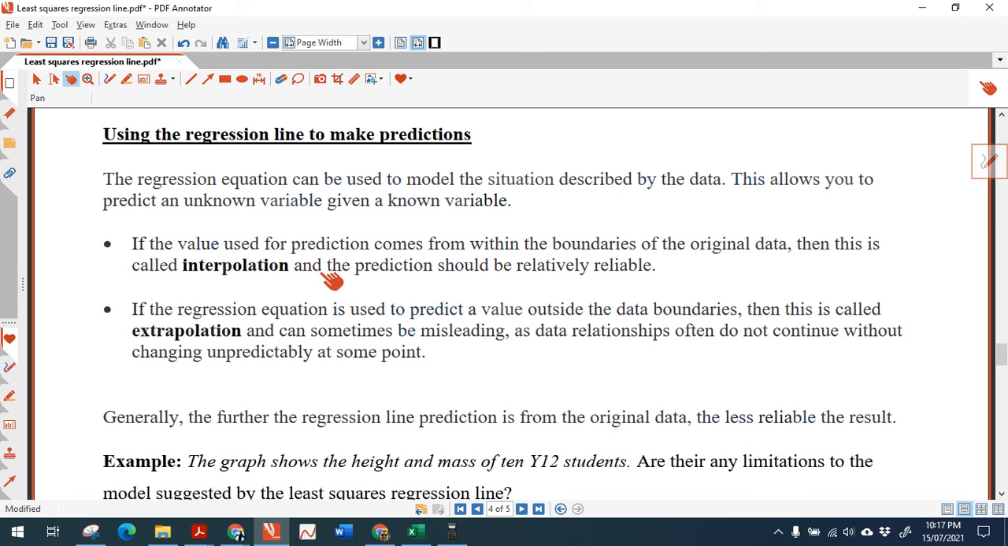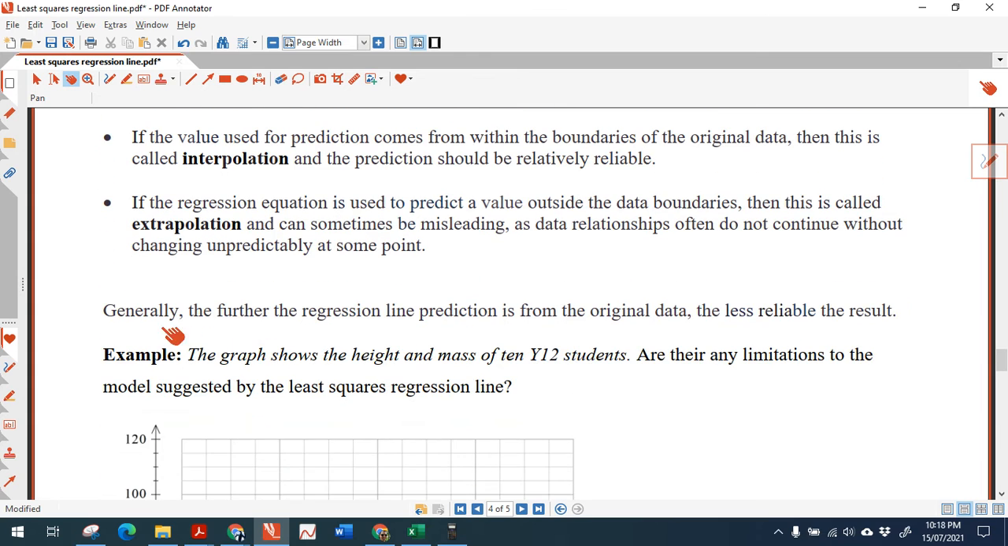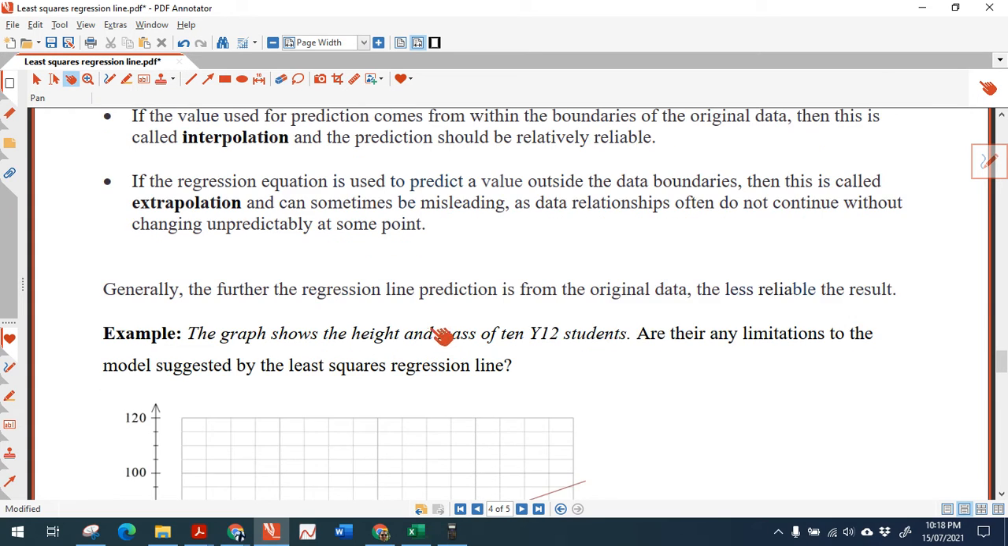Okay, now for interpolation, you're choosing a value on the line between data points, and that is a relatively reliable prediction. Now, when you're choosing values outside the data boundaries, this is called extrapolation, as we've done before, and this can sometimes be misleading and is less reliable in making predictions. We've got to be careful about that. So as a rule of thumb, the further the regression line prediction is from the original data, the less reliable the result.